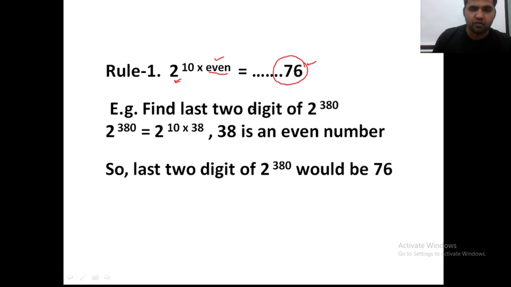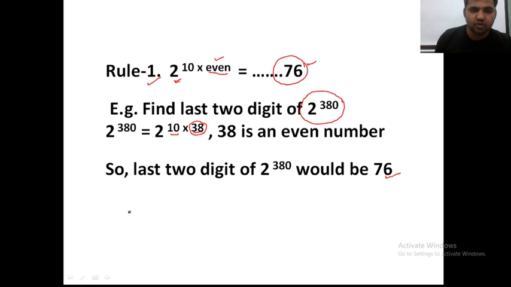For example, if you want to find the last 2 digit of 2 raised to power 380, now 2 raised to power 380 can be written as 2 raised to power 10 into 38. Now 38 is an even number, so using rule number 1 you straight away say the last 2 digit of 2 raised to power 380 would be 76. So this is the rule number 1 that you are supposed to keep in mind, which will help you in finding the last 2 digit of the questions based on this concept.